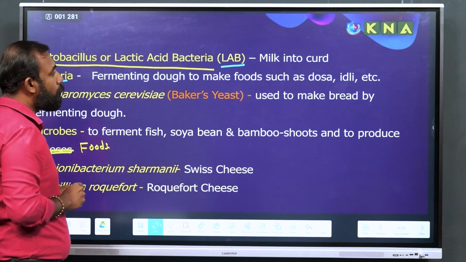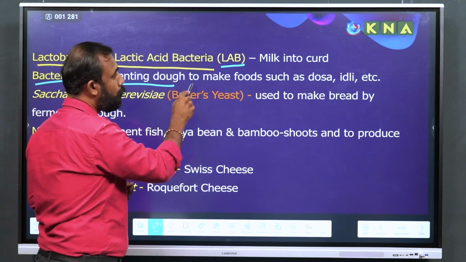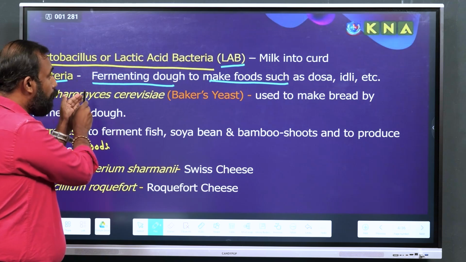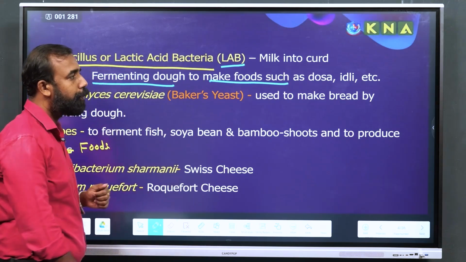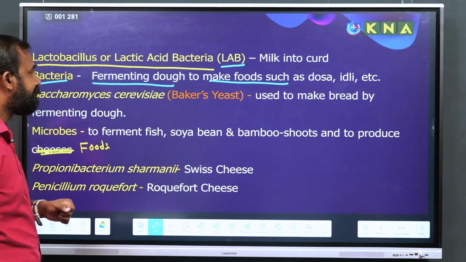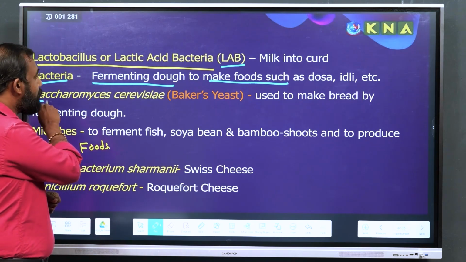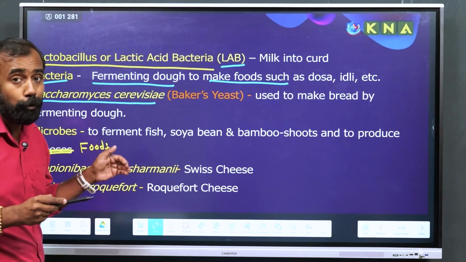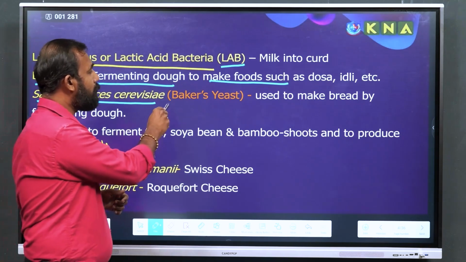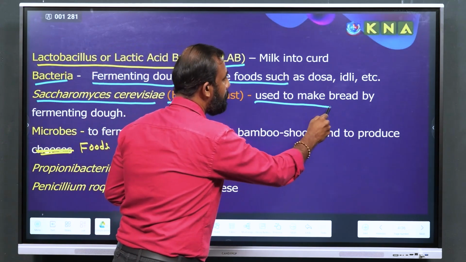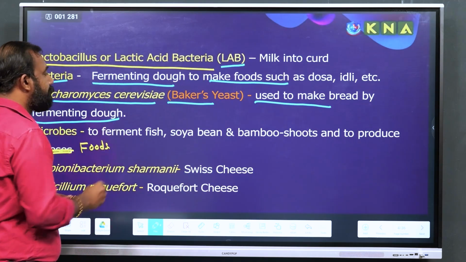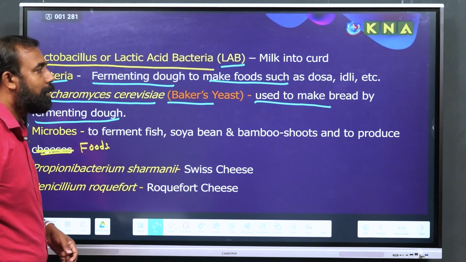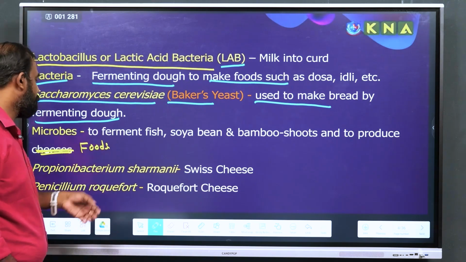Some bacteria are also used for fermenting dough to make foods such as dosa, idli, etc. And Saccharomyces cerevisiae is a fungus. It's a common yeast. Saccharomyces cerevisiae is also called baker's yeast, used to make bread by fermenting dough. It's very important.